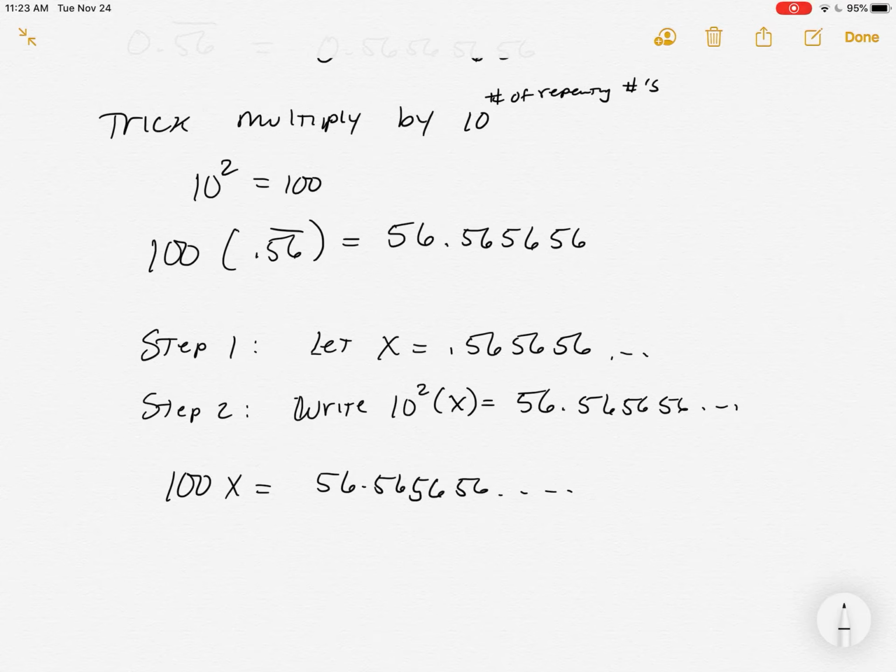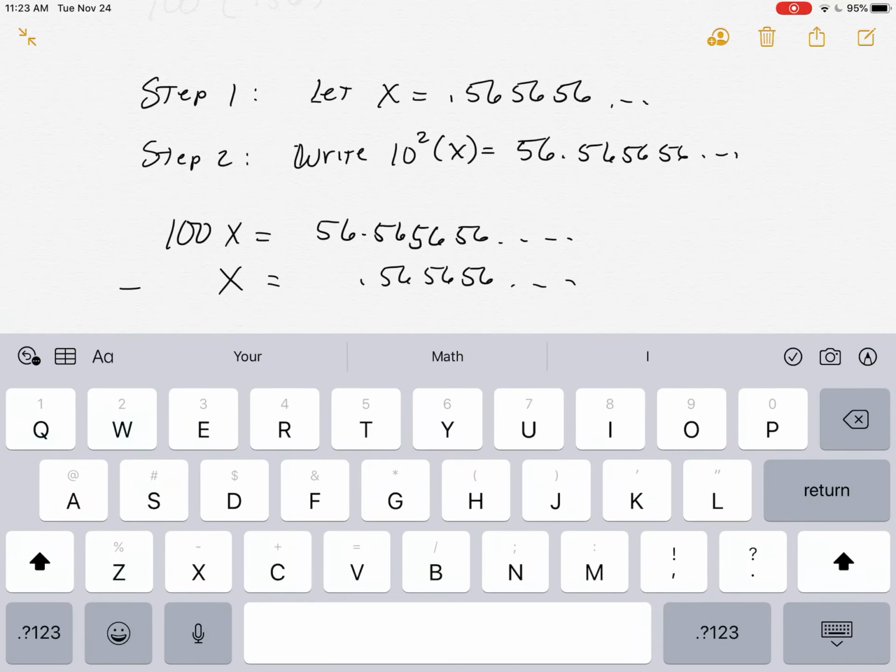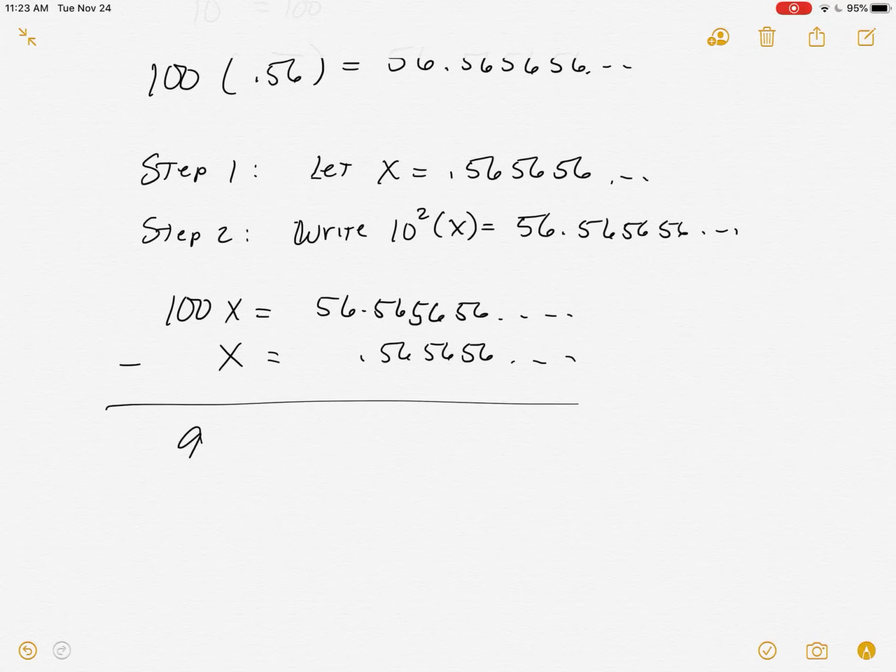I should put dots after each one of these, minus x, which is 0.565656, and look what you get. You get 99x is equal to 56, because this part right here, if we're subtracting, is all the same, so it's going to 0, and we just get 56. So what's the answer? 56 over 99.